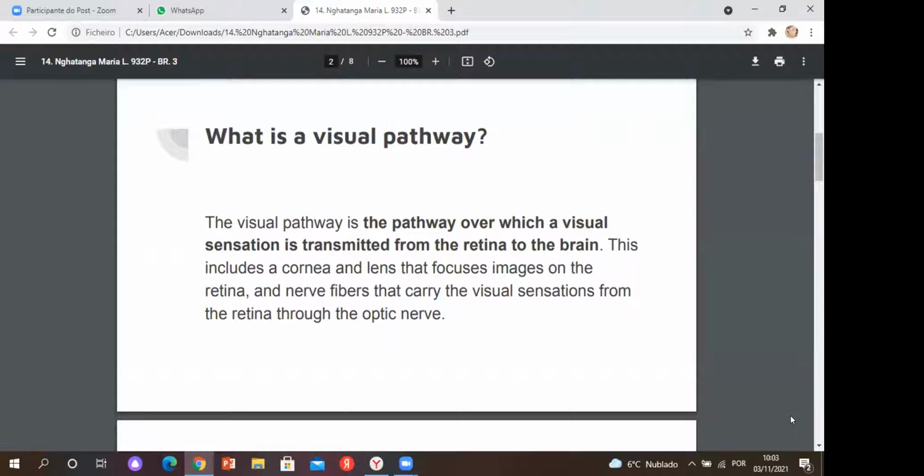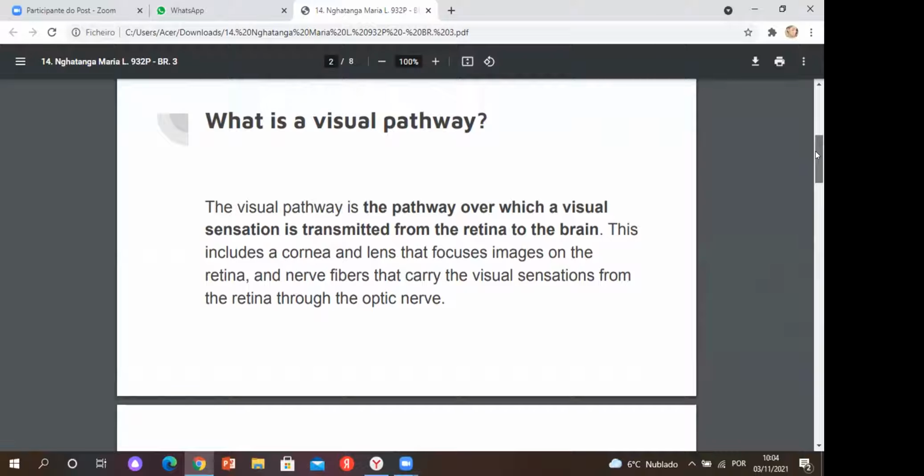So it is the way in which an image is projected, or a message of an image is passed from our eyes. The moment light reflects into our eyes, they pass that message through the optic nerve all the way to the brain. So the pathway in which that signal moves is called a visual pathway.